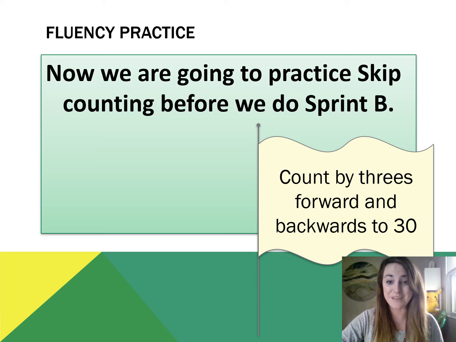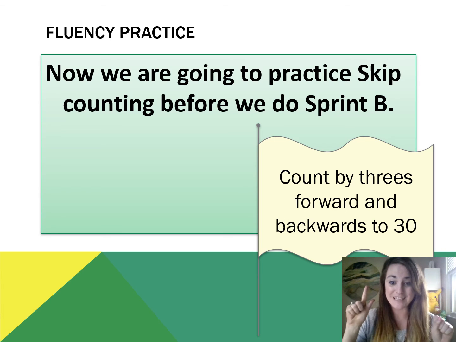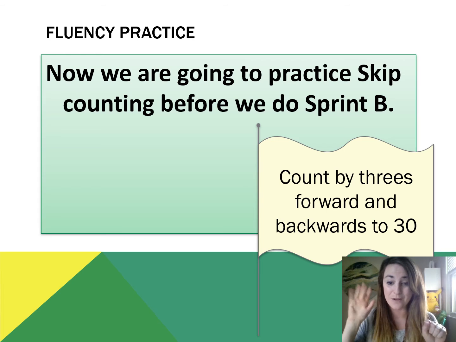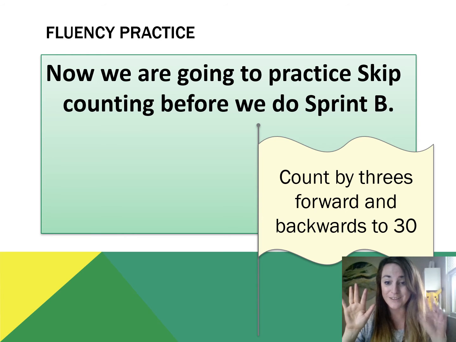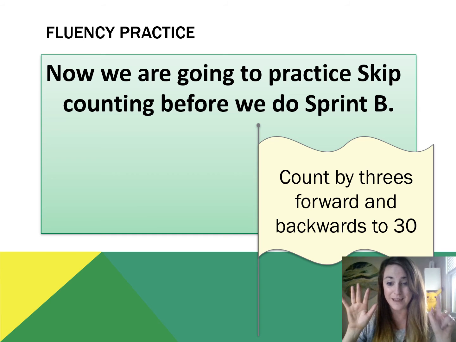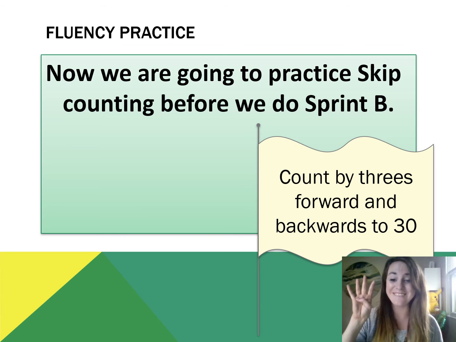Let's do it again. Count by threes forward and backwards to 30. Wiggle it out. Bring it close. Let's go. 3, 6, 9, 12, 15, 18, 21, 24, 27, 30. Bring it down. 30, 27, 24, 21, 18, 15, 12, 9, 6, 3, and 0.